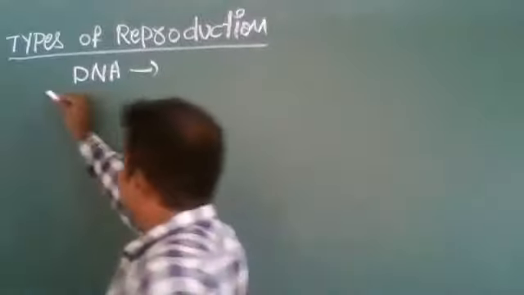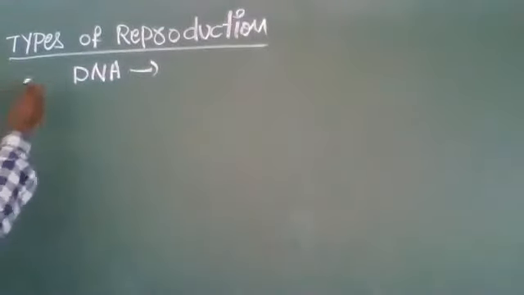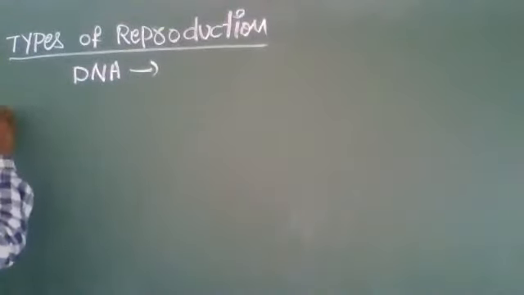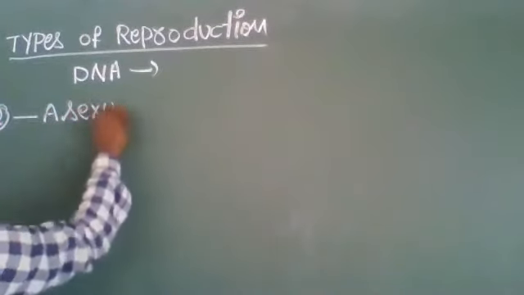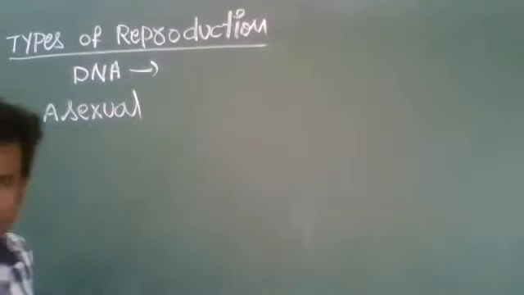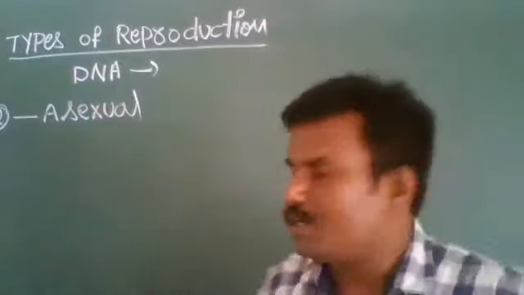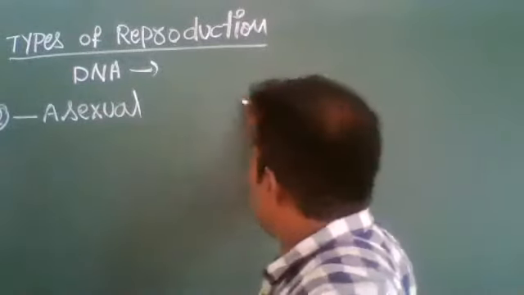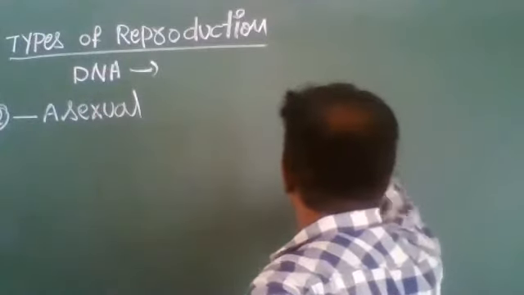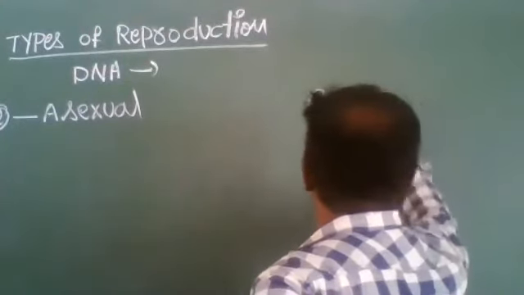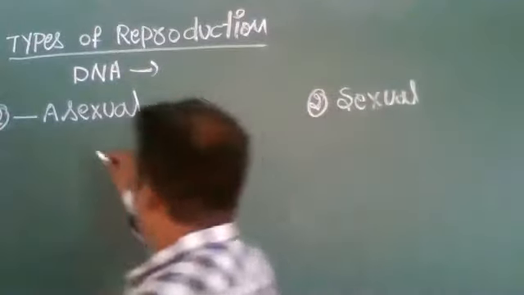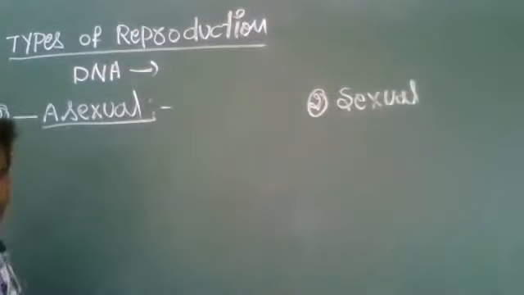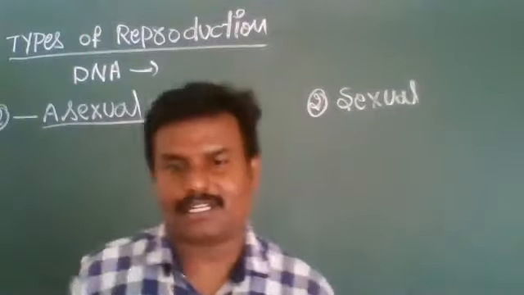Reproduction is of two types: one is asexual reproduction, and the other is sexual reproduction. First of all, let's discuss asexual reproduction.